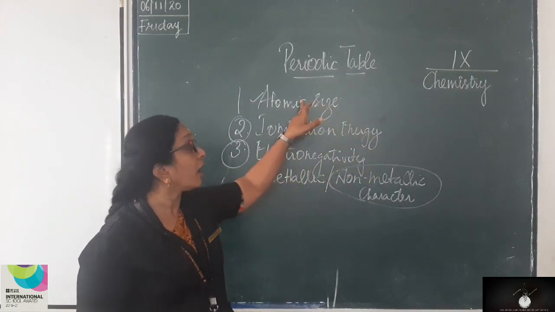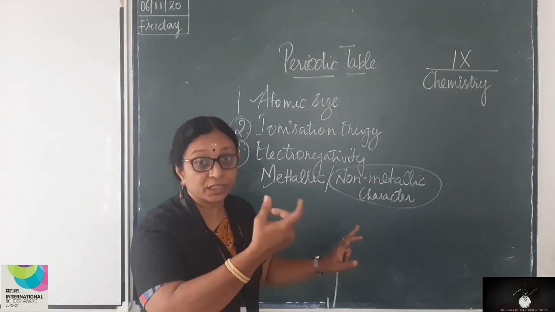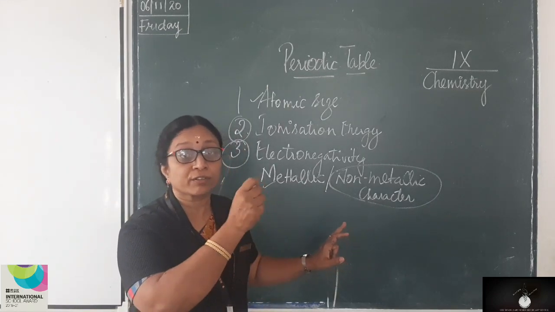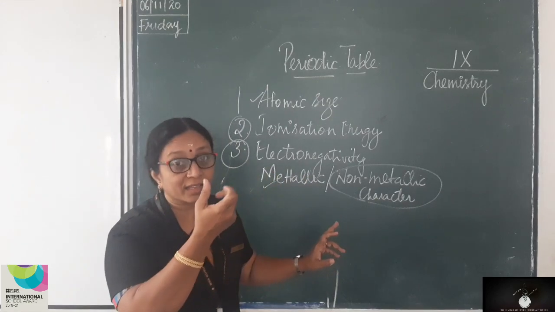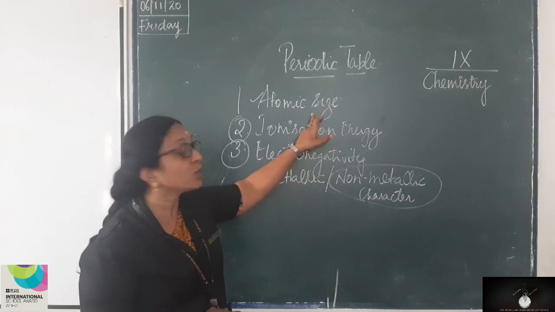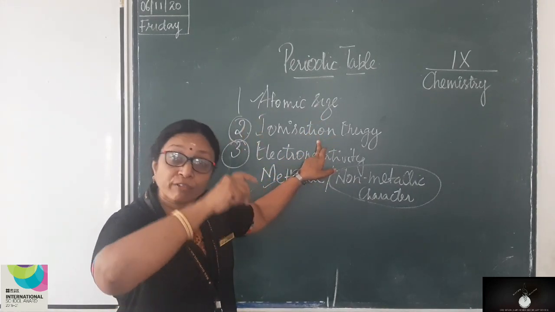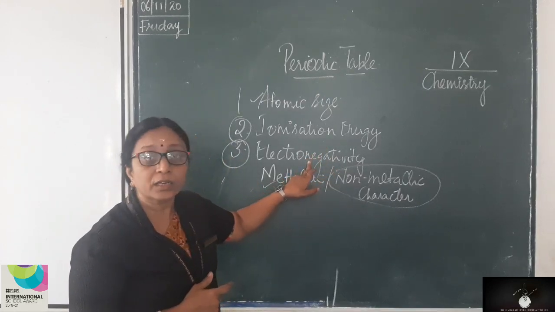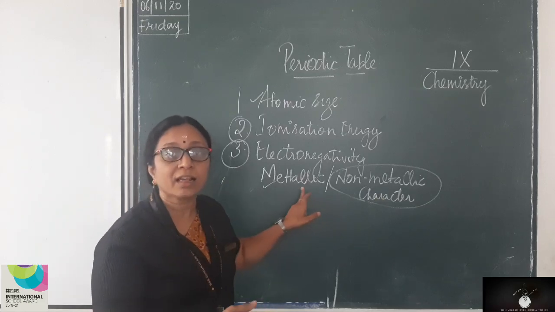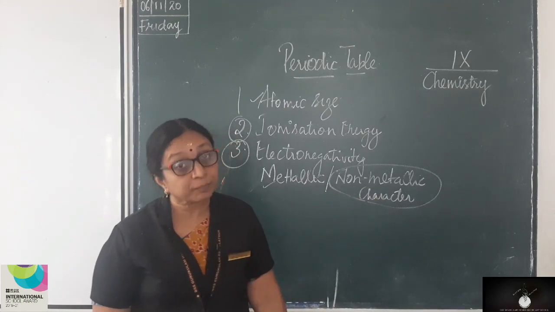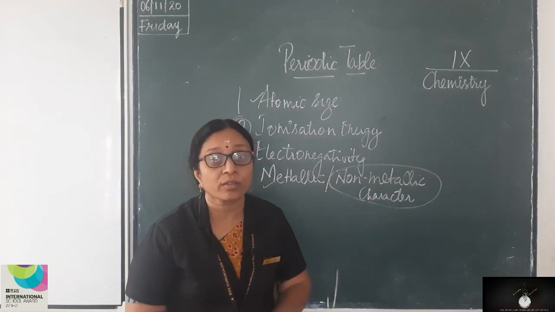Now across the period, what are the trends seen? Across the period, atomic size decreases because we are moving within a shell. Effective nuclear charge, the attraction from the nucleus towards the valence electron, is more, so there is a shrinkage in the size of the atom. So atomic size decreases, ionization energy increases because of effective nuclear charge, electronegativity also increases, metallic character decreases, whereas non-metallic character is very high, it increases as we move across the period.